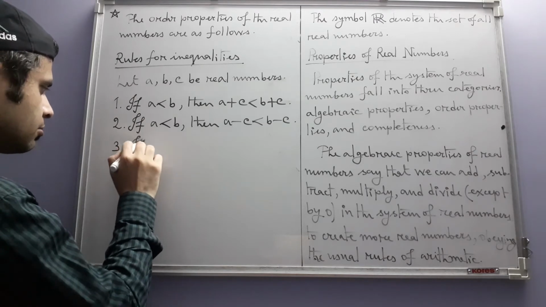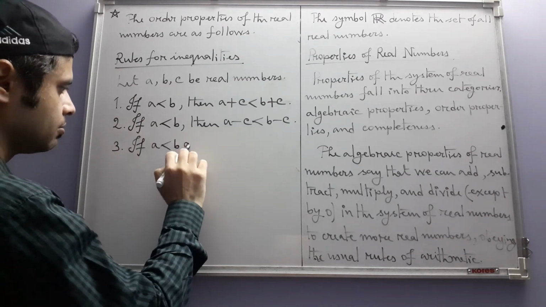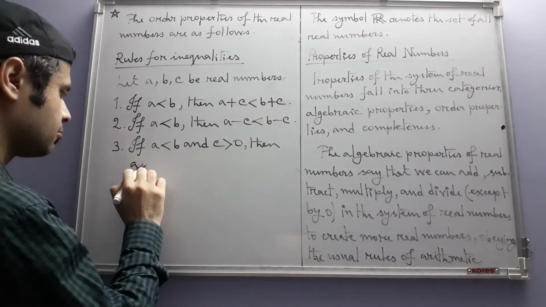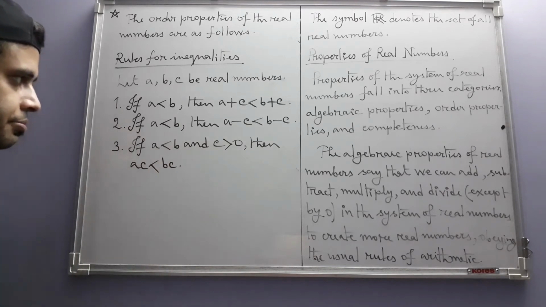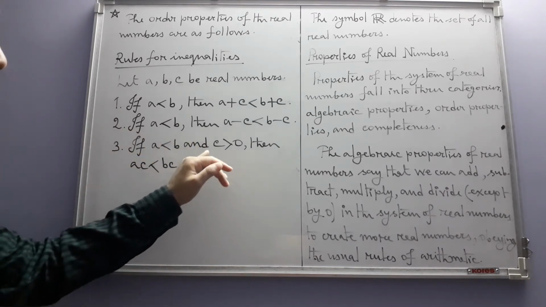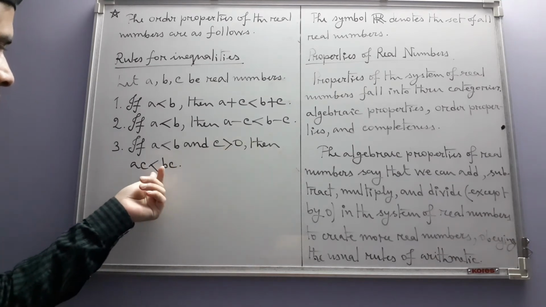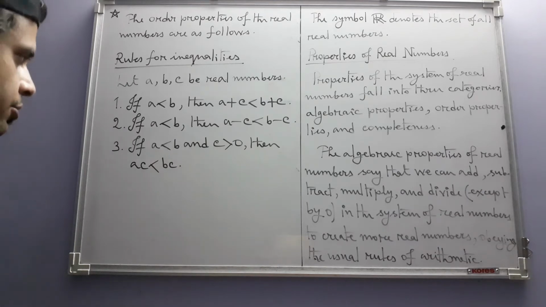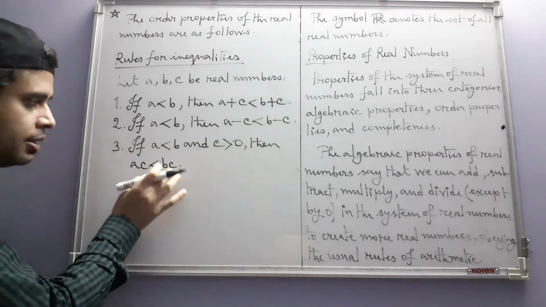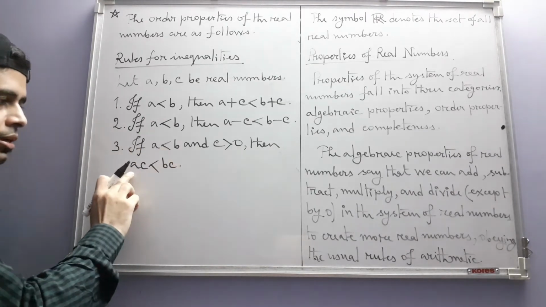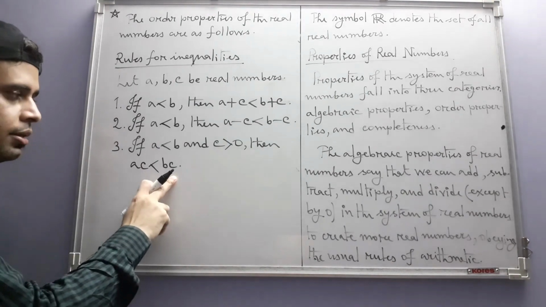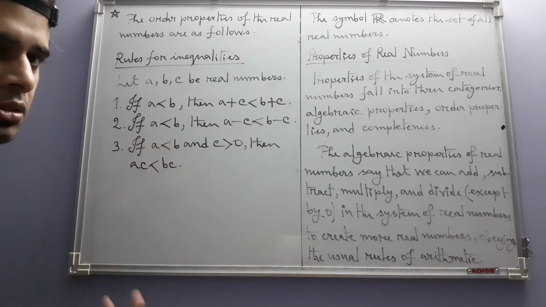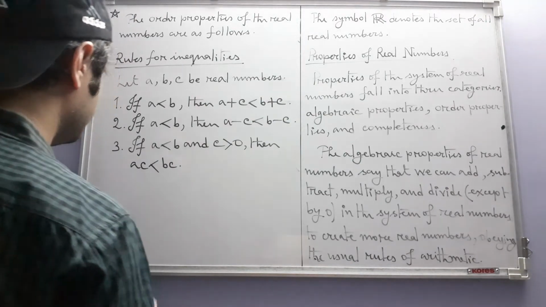Number 3, if A is less than B and C is greater than 0, then AC is less than BC. If you multiply both sides of an inequality by a positive real number, then the direction of the inequality does not change, which in short we say like this: the inequality does not change. Of course the inequality changes. This is one inequality, this is something else. It's the fact that A is less than B. This is another statement which says that AC is less than BC. But inequality does not change usually means that the direction remains the same. In that sense we sometimes use that phrase, inequality does not change.